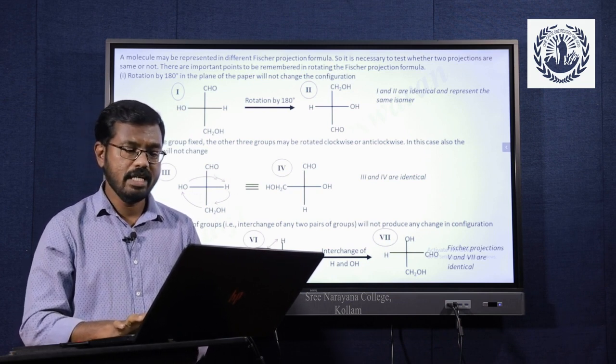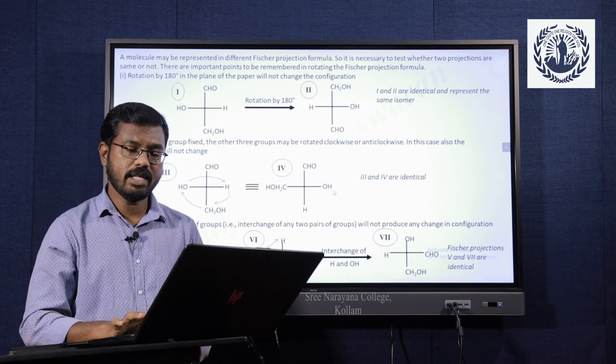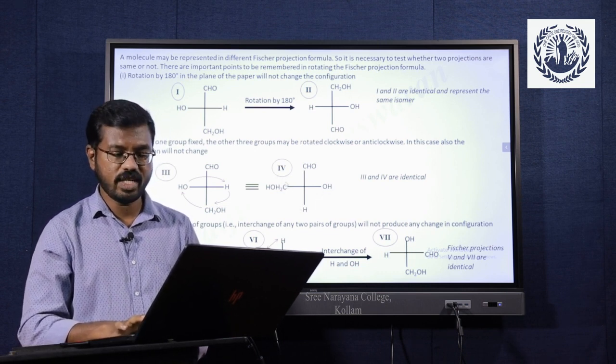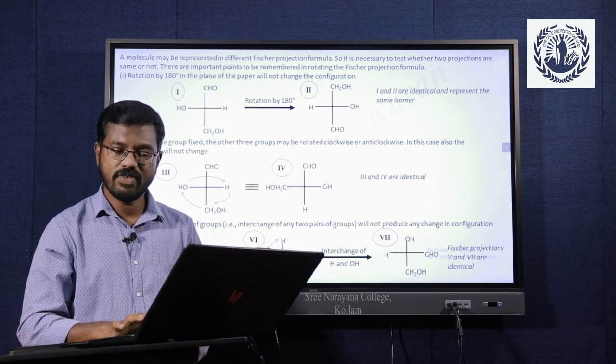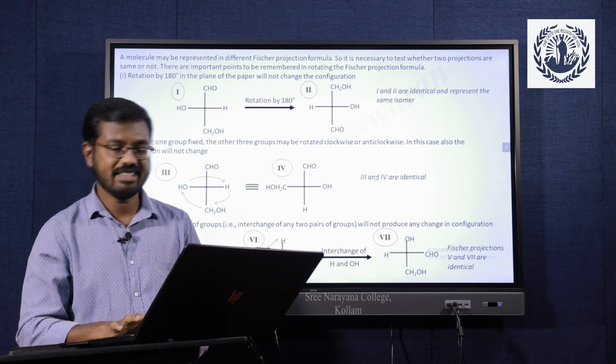For example, here I have fixed the CHO group and rotated the other 3 groups. So, H will come in the place of CH2OH, OH will go to the place of OH, and OH will go to the place of H. So, the structures 3 and 4 are identical.